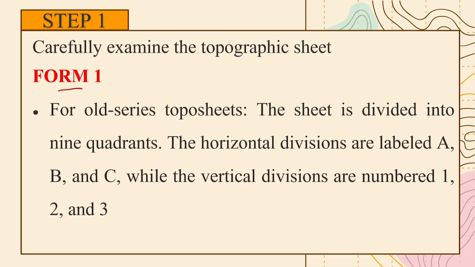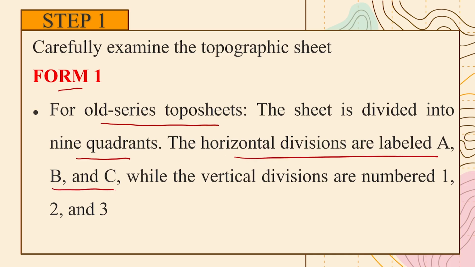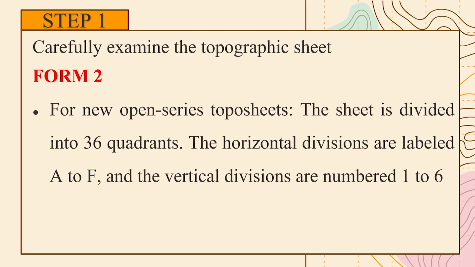One is a form which was available in olden days, and currently we have it online, that is, in digital form. In case of old series topo sheets, they are divided into 9 quadrants. The horizontal divisions are labeled as A, B and C, while the vertical divisions are numbered as 1, 2 and 3. And in case of new series topo sheets, it is divided into 36 quadrants, labeled from A to F, and the vertical divisions are numbered as 1 to 6.